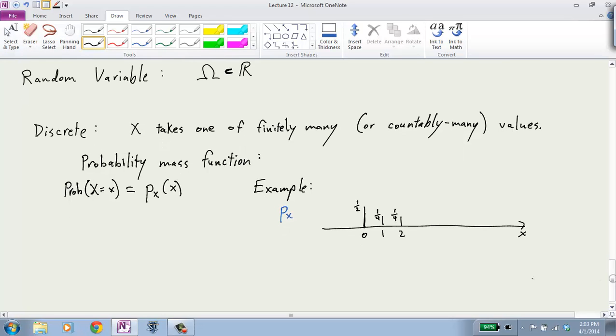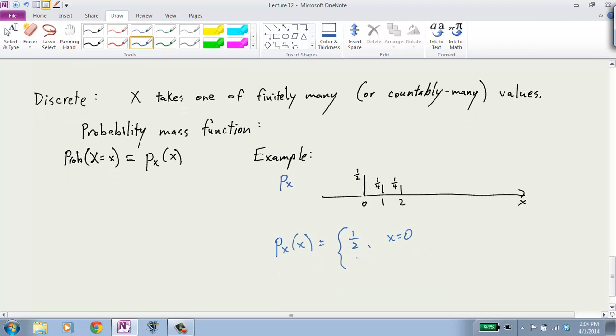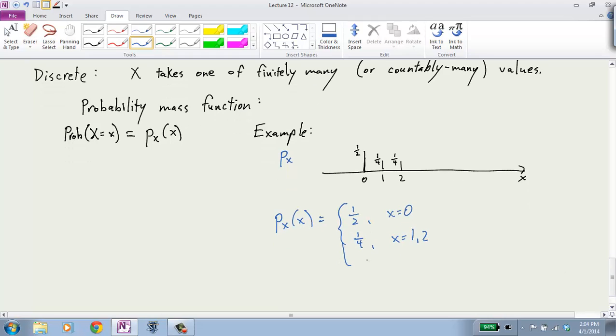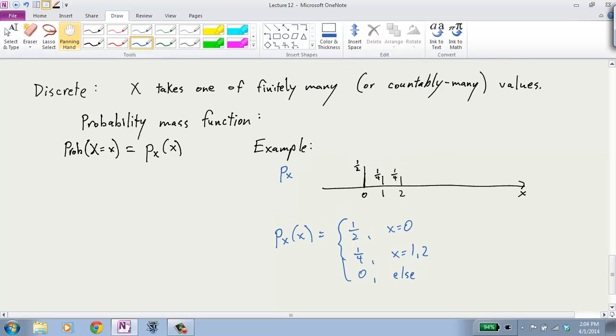I could easily write this in formula as well. I could say P of x equals 1/2 if x equals 0, 1/4 if x equals 1 or 2, and 0 else. Okay, so there's the formula representation of this probability mass function. I also often like to just draw it as a picture.